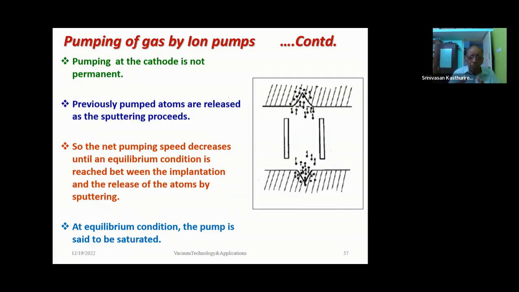So what happens is the net pumping speed decreases initially until you get an equilibrium condition, where the number of molecules getting implanted is the same as the number of molecules being sputtered. So effectively there is a net pumping of the gas molecules, and you are able to pump the gas molecules with the ion pump. At equilibrium the pump is sort of saturated, so you should make sure the pump comes back to the original condition by reconditioning.